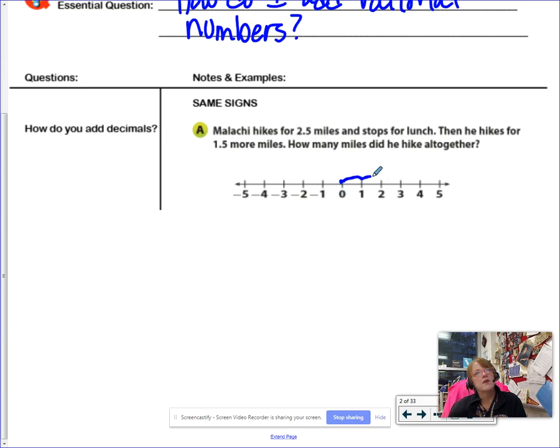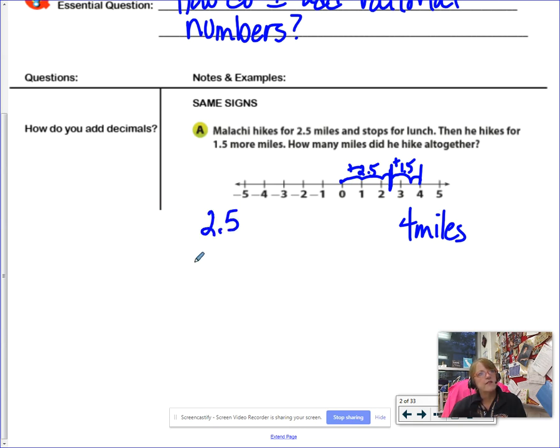So here you went 2.5 right there, okay? So there's my 2.5, and then he hikes 1.5 more. So we'll do 1.5 more right there. And adding both of those, you see you land exactly at 4. How many miles did he hike? 4 miles. How do you show that algebraically without a number line?